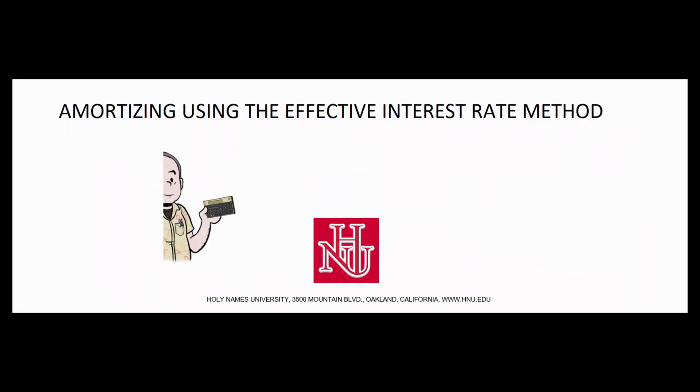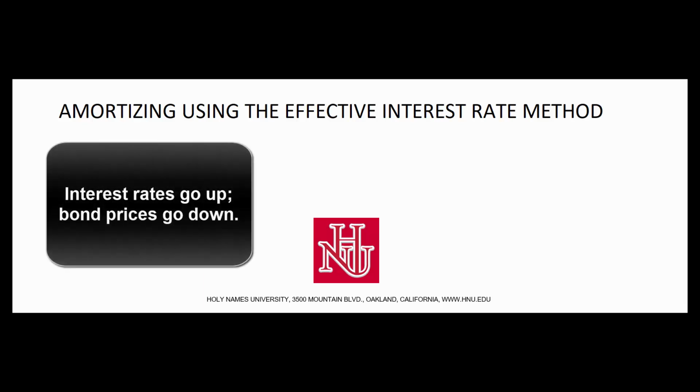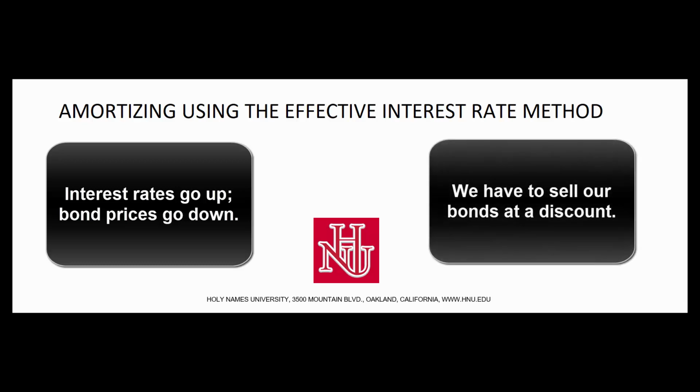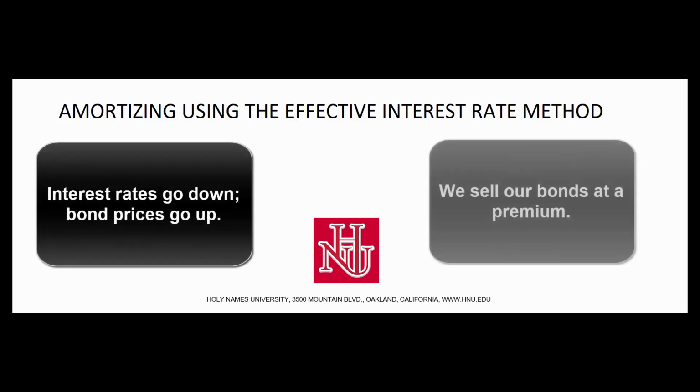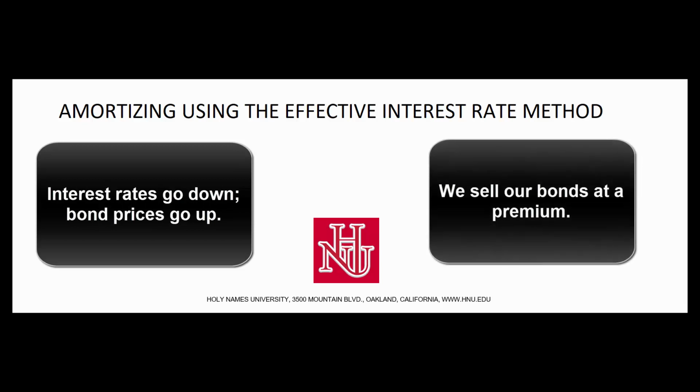Let's take a look at amortizing bond discount or premium on bonds payable using the effective interest rate method. Interest rates go up, bond prices go down. We have to put our bonds on sale in order to sell them. And that difference between the face amount and the sale price is a discount. If interest rates go down, bond prices go up, and the difference is a premium. We have to amortize that discount or that premium over the life of the bonds.